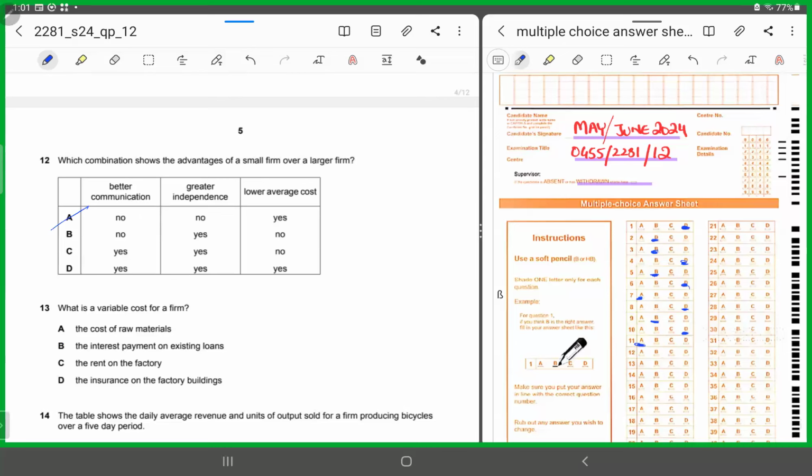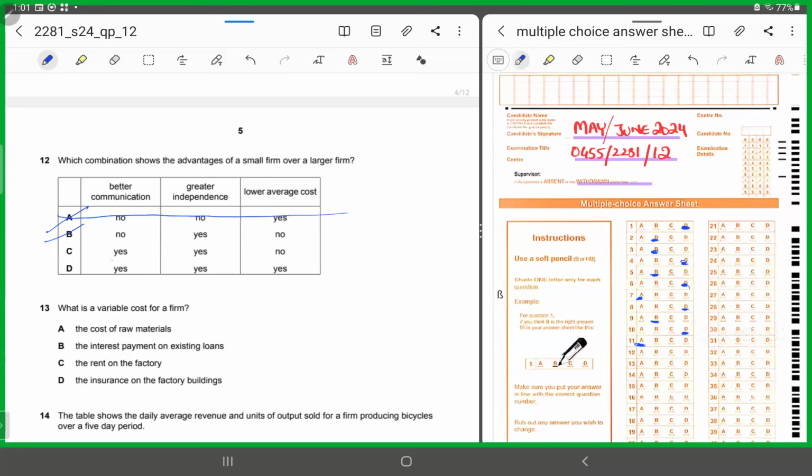So better communication, it has to be a yes. So you can chop A and B. Why? Because they say no. Greater independence, it has to be a yes. So yes, you can chop A completely. Now let's look at the lower average cost. Yes, average cost has to be low. So you can chop B and C. So it has to be a yes and a yes. And the average cost has to be low. So it has to be option number C.